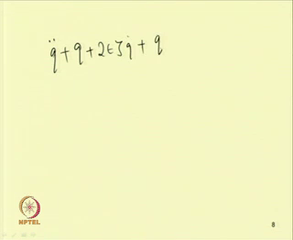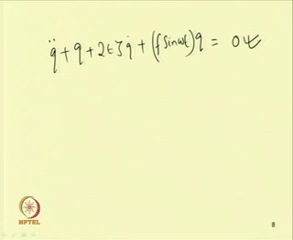In case of the Mathieu-Hill type of equation, the equation can be written in this form, that is q double dot plus q plus, if we are adding damping to the system, 2 epsilon zeta q dot plus a term f sin omega t, which will be the coefficient of q, and this will be equal to 0. If we are not considering the nonlinear terms, then the linear equation will be in this form, and it is known as the Mathieu-Hill equation.